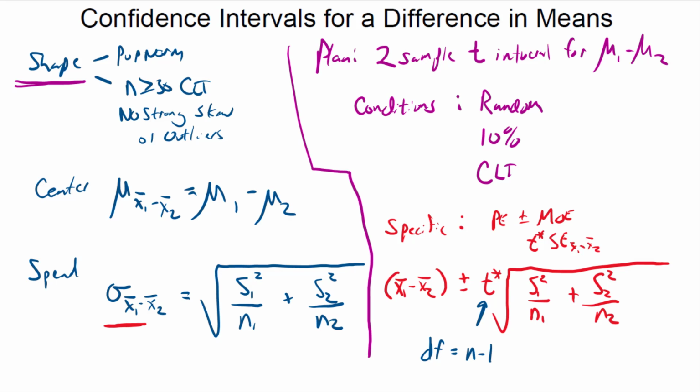The key part is definitely determining not only your standard error for the difference in means, but your t-star, in which case you need to worry about your area based off your confidence level, as well as your degrees of freedom.